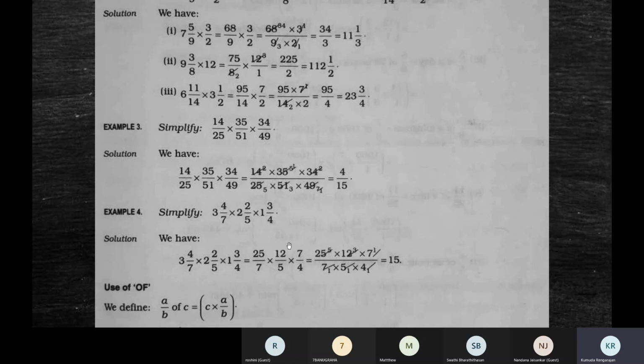When it is multiplication, multiply the numerators divided by multiply the denominators. That's the rule. They're all unlike fractions, no problem. We can just multiply the numerators, multiply the denominators. Denominator 7, denominator 5, denominator 4. In multiplication, we don't take LCM. LCM is only for addition and subtraction, not for multiplication. The multiplication rule is different.